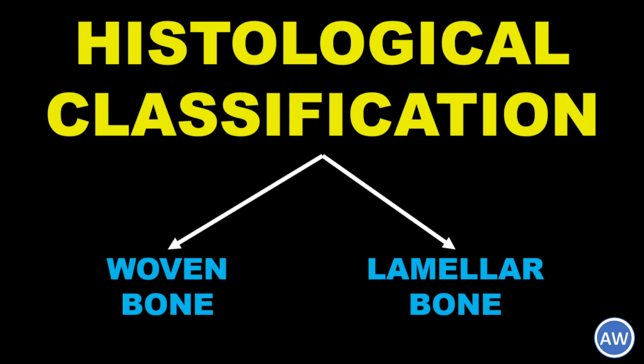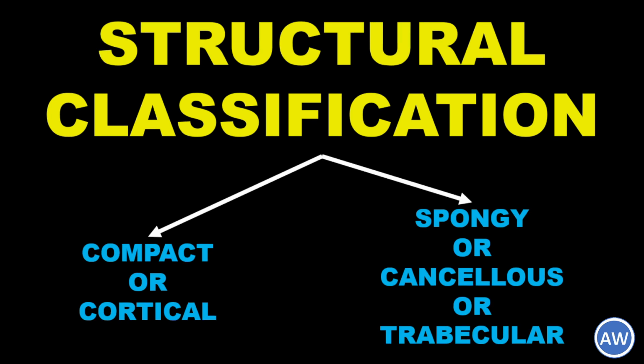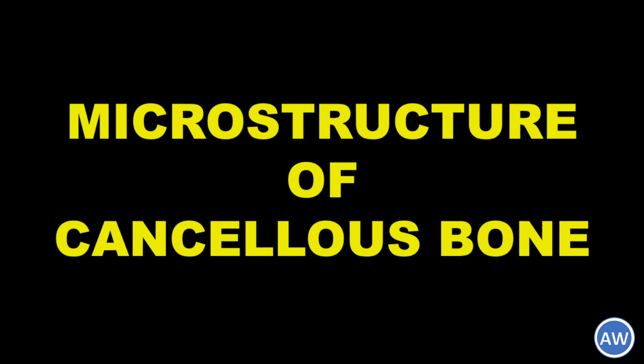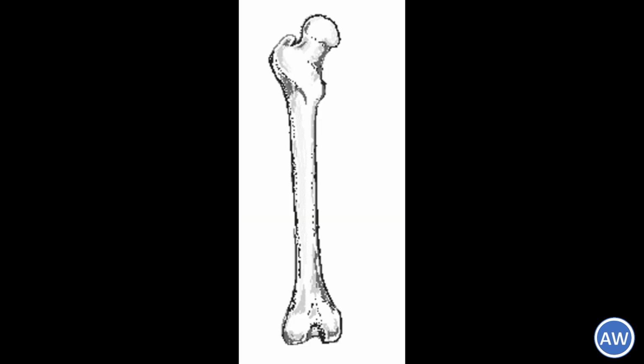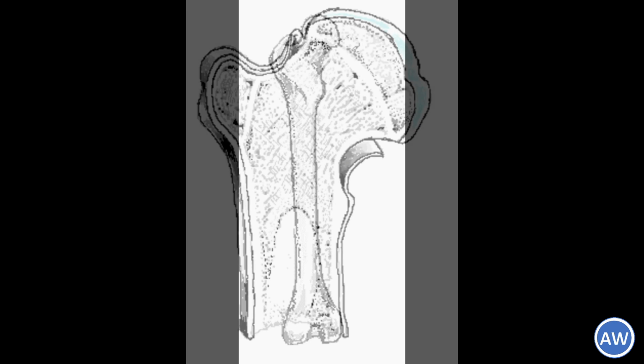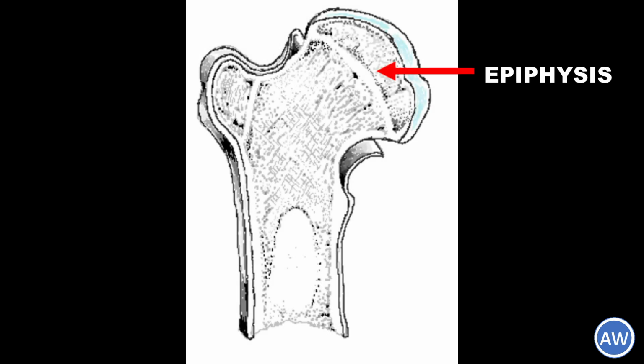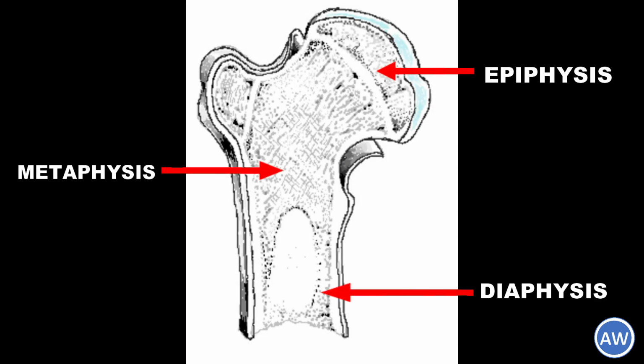So by now we know the histological classification of bone, and if you have gone through our last week's video, you know that the bone can be classified according to the structure into a compact or cortical bone and a spongy or cancellous or trabecular bone. Let us discuss the histology of both these types. Starting with the histology of a cancellous bone, we know that the cancellous or spongy bone is present in the epiphysis, most part of the metaphysis, and some part of the diaphysis.